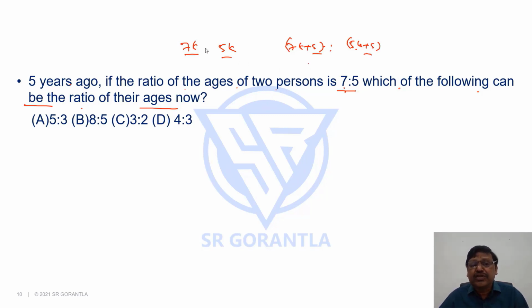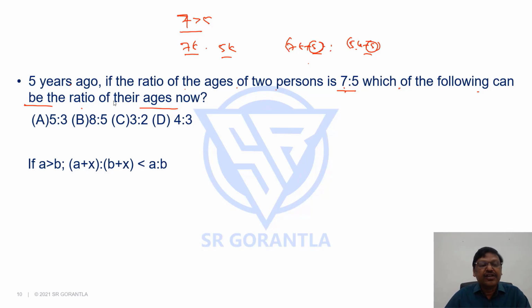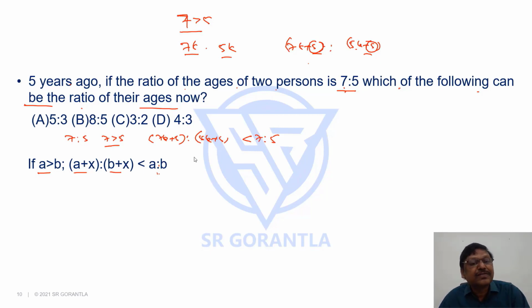Now, in a ratio 7 is to 5 where 7 is greater than 5, you are adding the same number to both the terms. What happens to the ratio? We have discussed a couple of points on lesser inequality and greater inequality. The point we discussed is if A is greater than B, A plus X is to B plus X is less than A is to B. Now in this ratio 7 is to 5, 7 is greater than 5, so if I am adding the same number to both 7k and 5k, the ratio is going to be less than 7:5, or not?